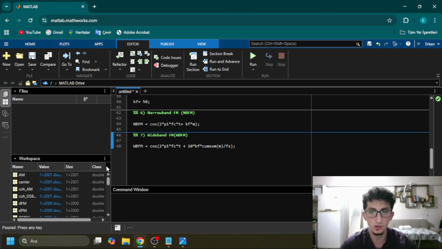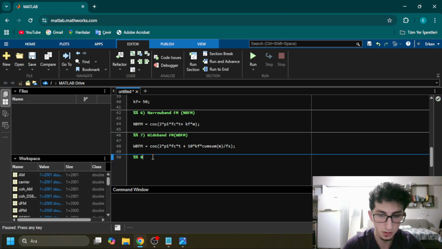So I'm gonna continue with the next step, and next step is gonna be with direct integration, and we can call it direct integration method. And eighth one is FM with direct integration.